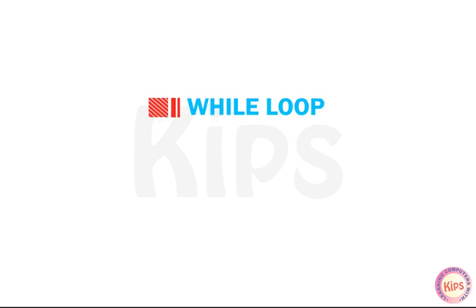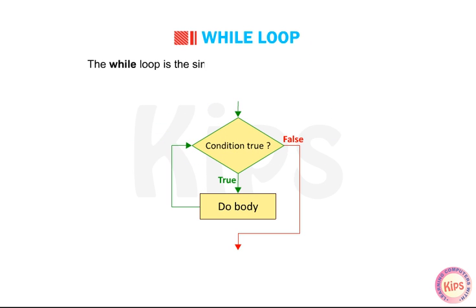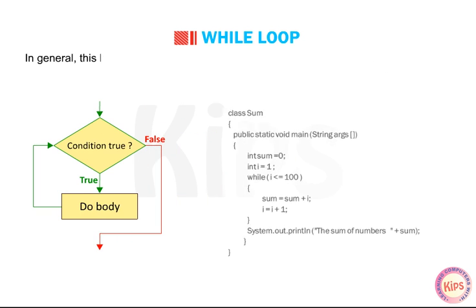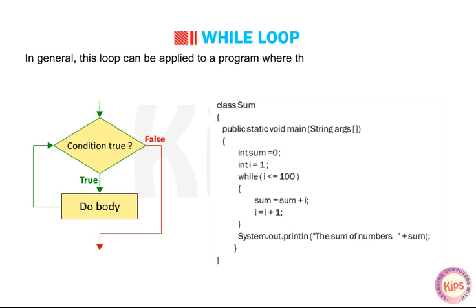Let us discuss the while loop. The while loop is the simplest of all looping structures in Java. In general, this loop can be applied to a program where the number of iterations is not known beforehand.